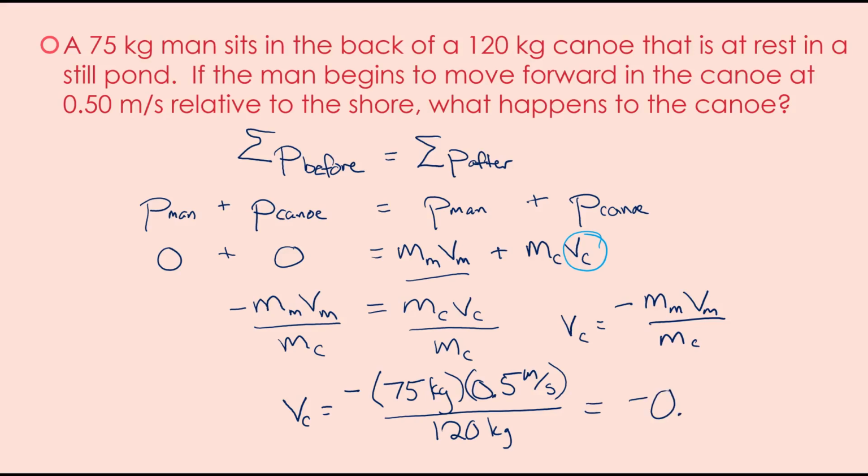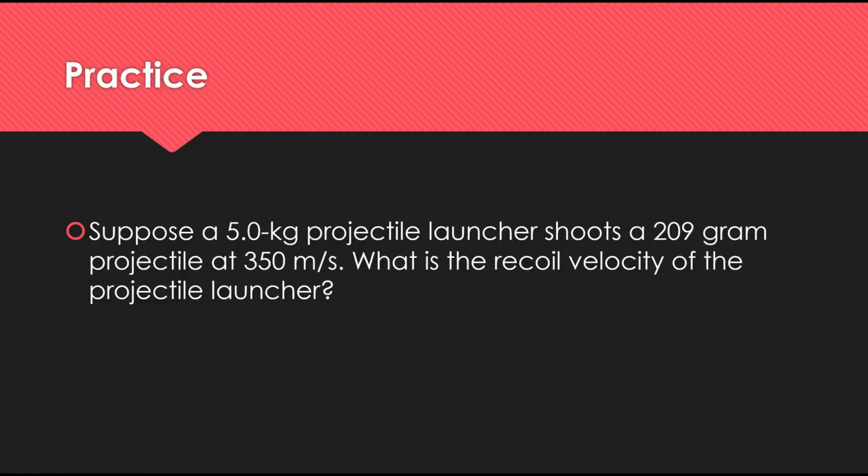0.3125. So we could round that to 3 digits, which is usually our best bet. So I'm going to say negative 0.313 meters per second. So that would be my final answer. So that tells us the canoe moves backward. That's what the negative sign means, at 0.313 meters per second. So slower than the man, but it's still moving.